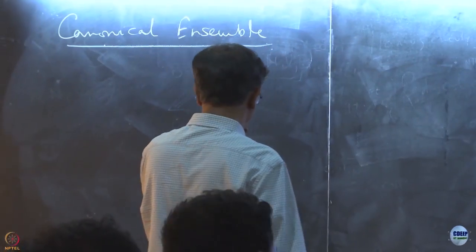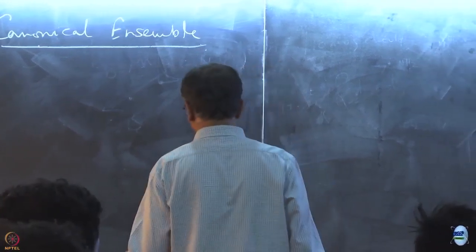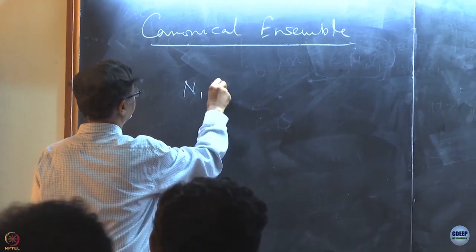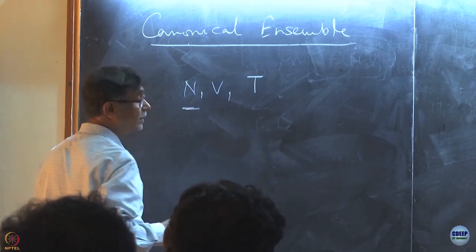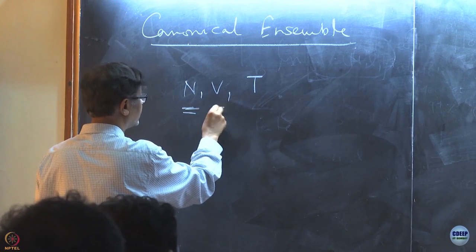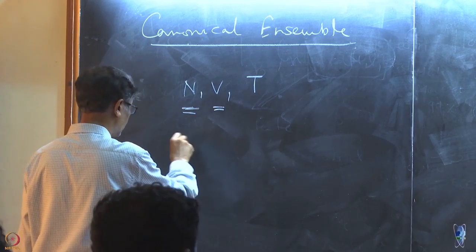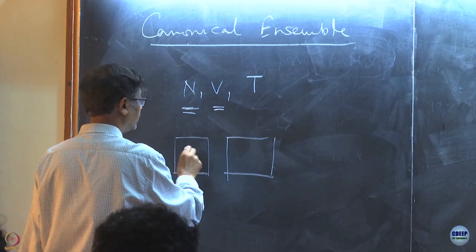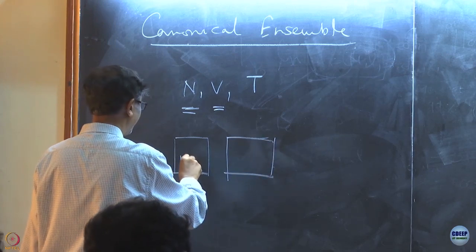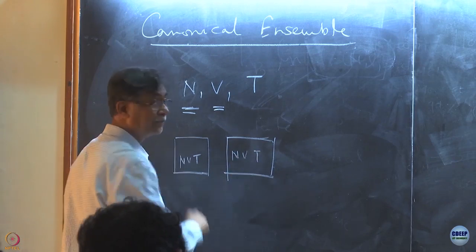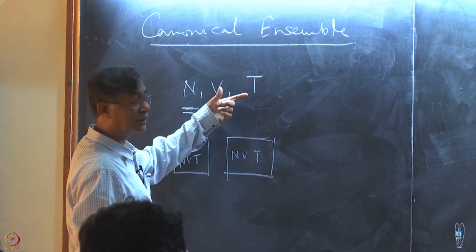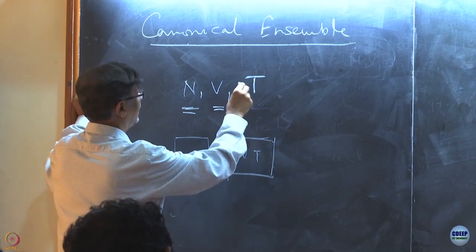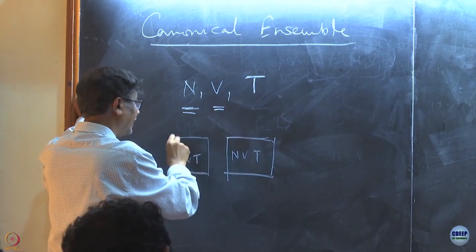Now going over to canonical ensemble. Canonical ensemble is the ensemble where the system is characterized by NVT. You cannot change the number, that is kept fixed. You cannot change the volume, it is kept fixed. NVT, NVT, all are the same. But the energy is changing now, so the systems are connected with the bath.